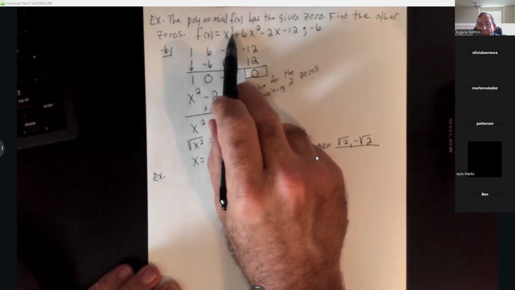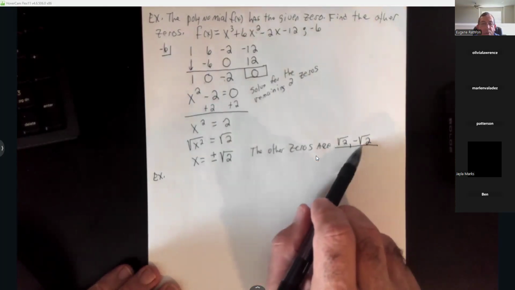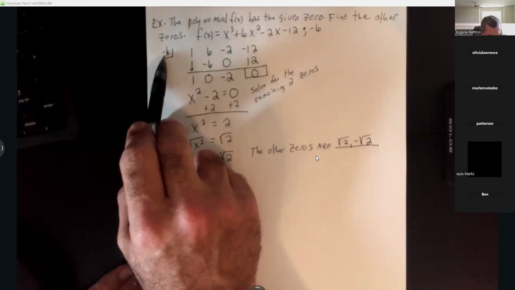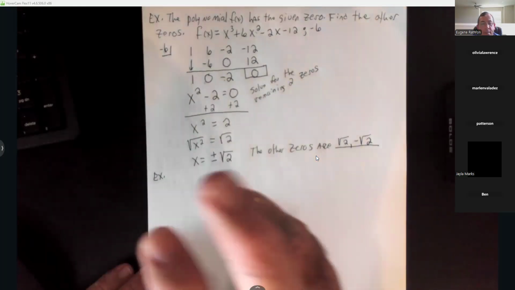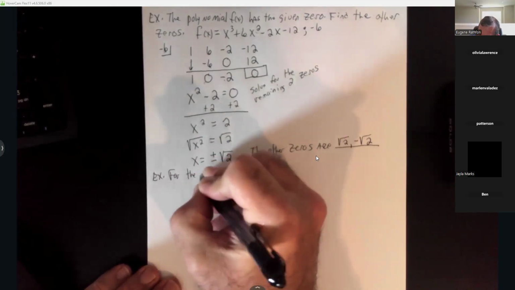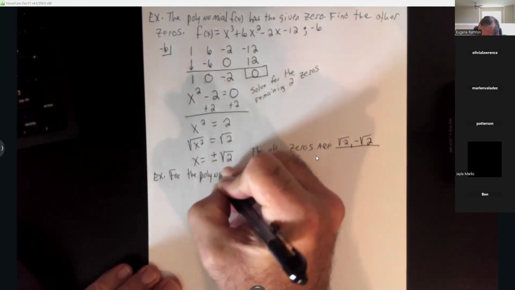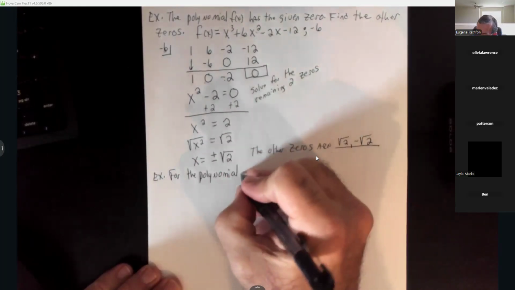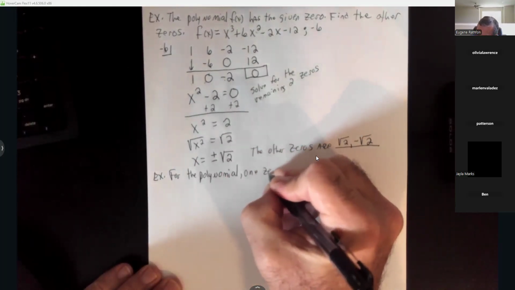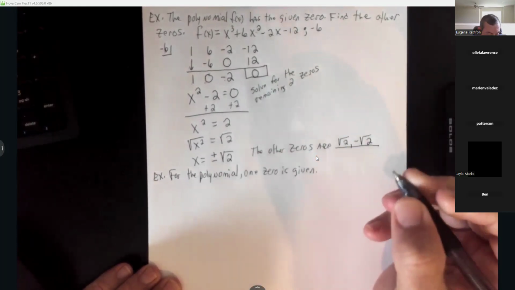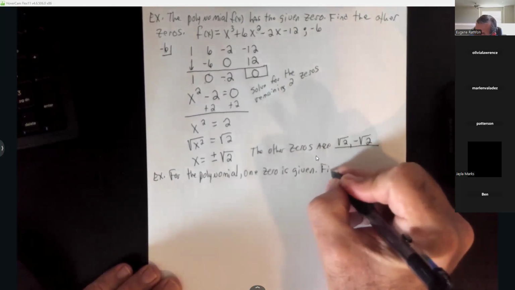All right, y'all, so that gave me an x3. I had to find the other two. They had already gave me this one. So let's see what we do on this one. For the polynomial, 1 zero is given. Find the other zeros.